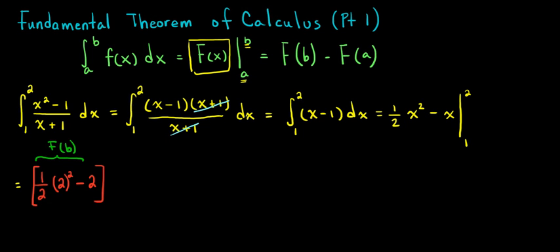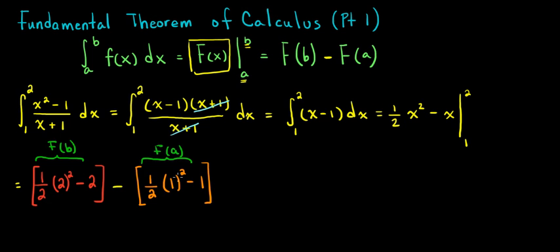And then I'm going to subtract, so minus, that's this minus up here, and then F of a. Well, F of a is simply this function evaluated at this number right here, at 1. So we will have minus, now I'm going to plug in 1, so 1 half, 1 squared minus 1. Let me label it like I labeled the other one. This right here is just F of a.